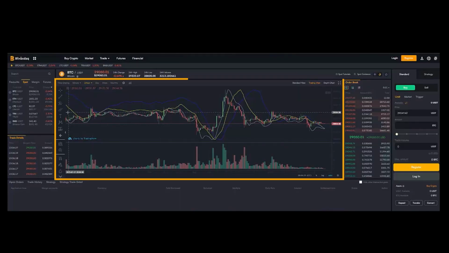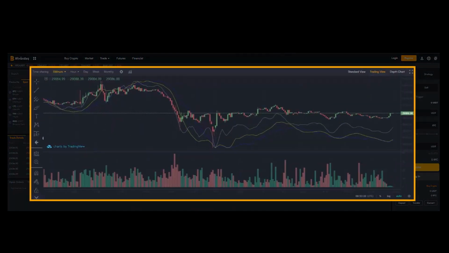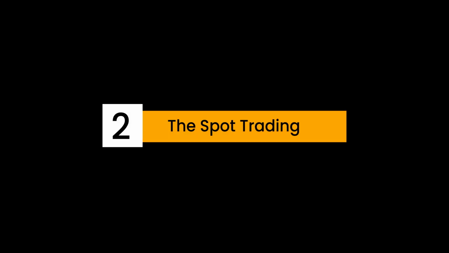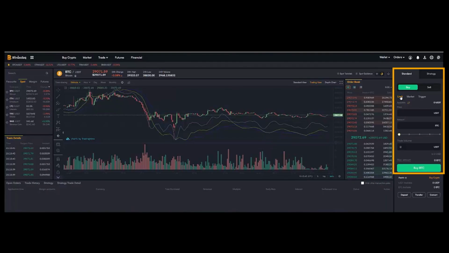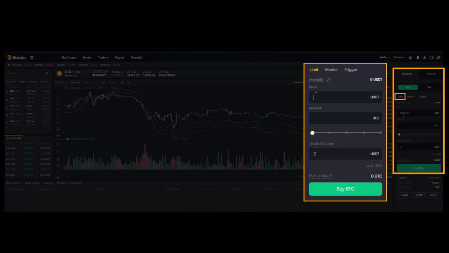Here is the real-time market candlestick chart with indicators of the trading pairs. This section will show all the trends for your selected crypto trading pair. The spot trading. Limit order. This is where you can trade your desired crypto for a specific price. You can add the desired price at which you want to trigger your order and the amount of crypto which you are looking to buy.